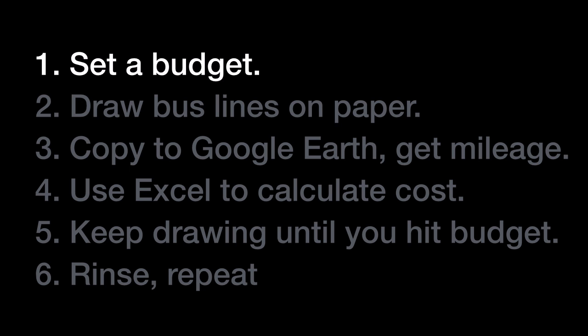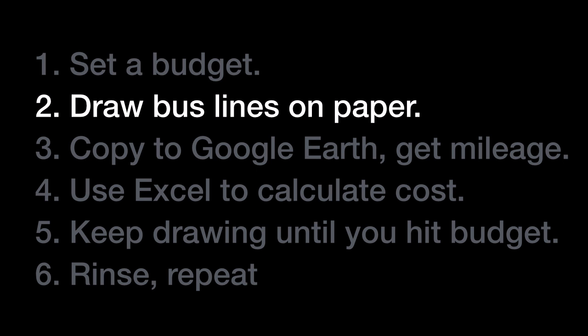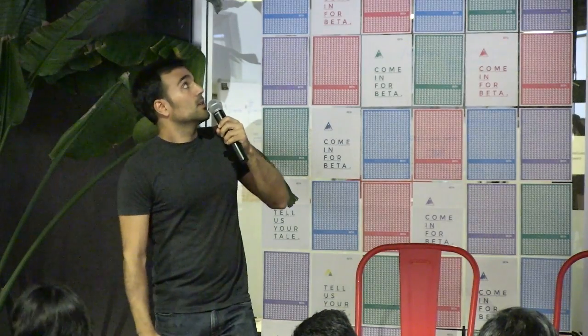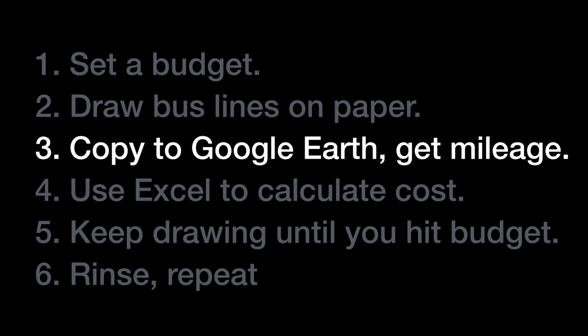They started by setting a budget. They know they've got this much money to spend on the transit system. Then they just started drawing lines. They have this big sheet of paper, and they know that they want these certain places bus lines would be powerful to be here. But you're drawing it on paper, and paper can only do so much. What you don't see in that photo is there's someone in the corner using Google Earth to copy those lines in, just to figure out the amount of mileage that's been drawn on the piece of paper.